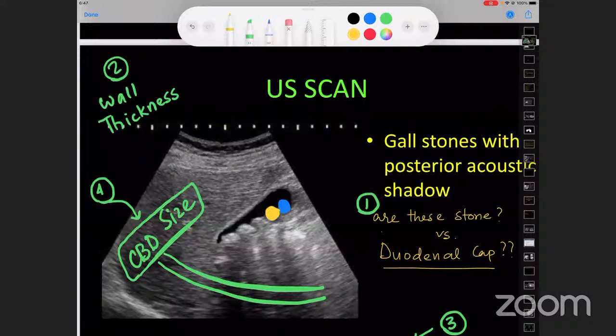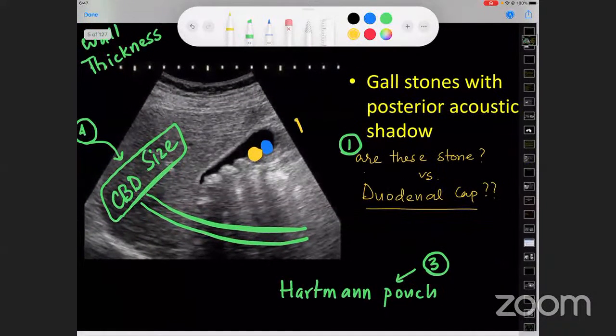All right. So number one, as I told, the polyp will not move. The stone is mobile. But sometimes some stones can be adherent to the wall. If it is a hard stone, it is an echogenic lesion which will give you a posterior acoustic shadow. That means posteriorly it would be black, as it is seen here exactly.